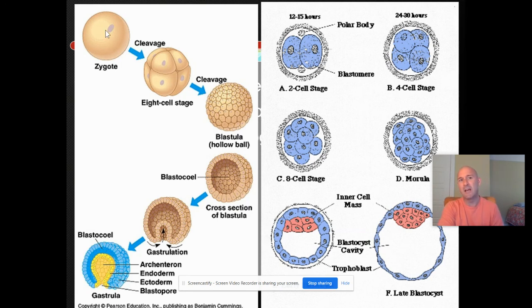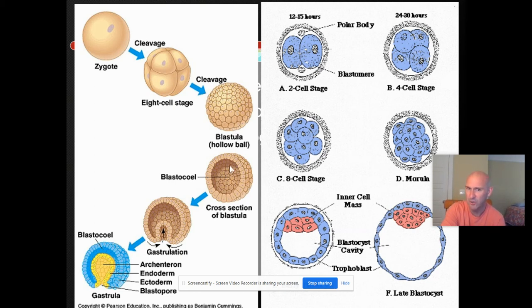Okay, so here's our zygote. These are two separate images, so they don't really go together. Here's your zygote undergoing cleavage. This could be a morula at this point right here. You can see a morula over here, just a solid ball of cells. It keeps dividing, and you get this ball of cells, which is a blastula.